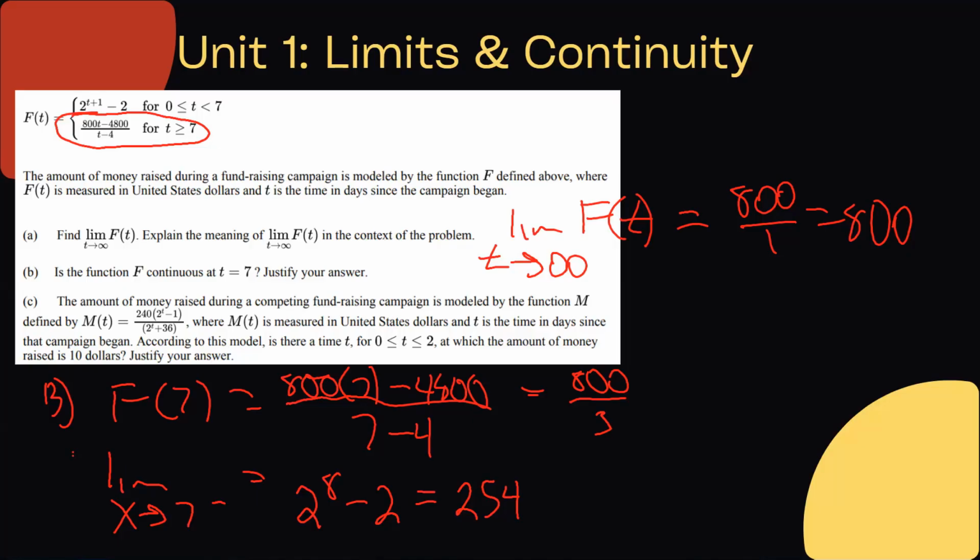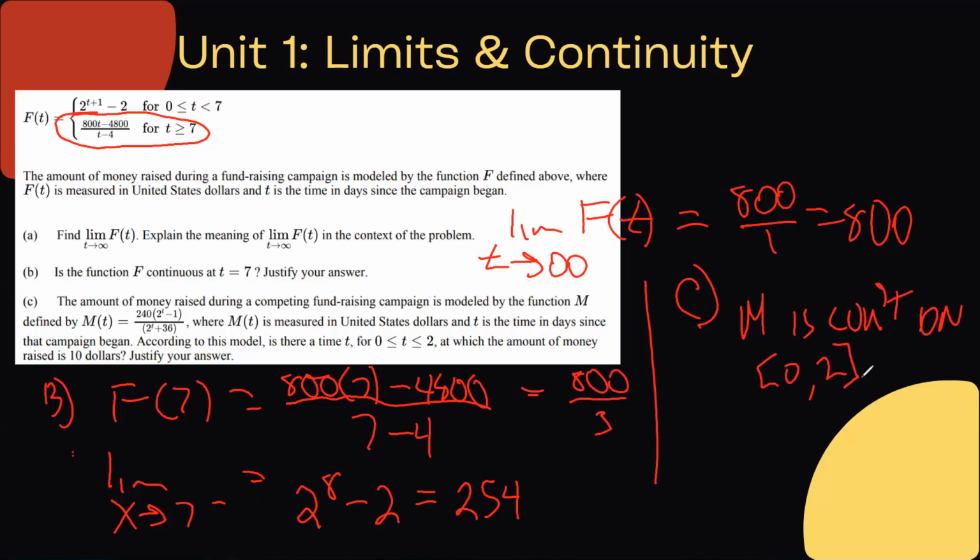Part C, the amount of money raised during a competing fundraising campaign is modeled by the function M, defined by capital M of t, where that's measured in United States dollars. T is the time in days since the campaign began. According to this model, is there a time t for 0 to 2 at which the amount of money raised is $10? So what we could do is note for part C, M is continuous on the interval 0 to 2.